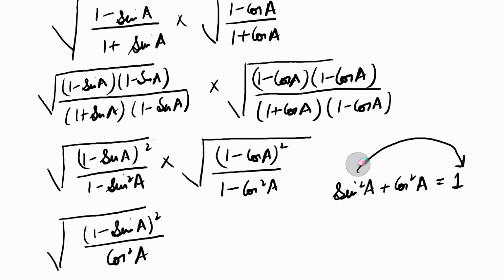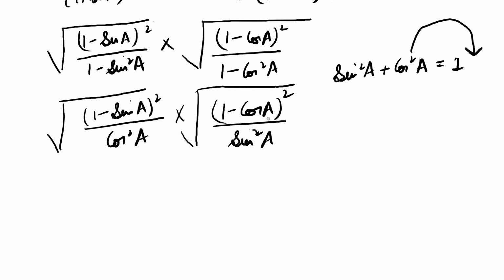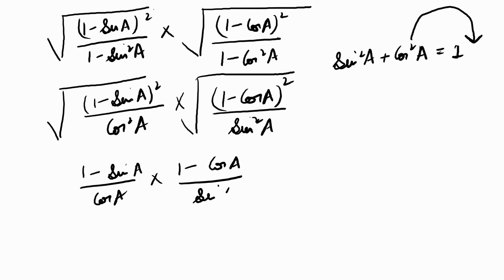Similarly, 1 minus cos square A will become sin square A. So it will become 1 minus cos A whole square upon sin square A. So what will happen to the under root? It will become 1 minus sin A upon cos A into 1 minus cos A upon sin A.